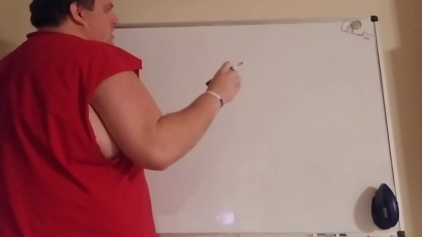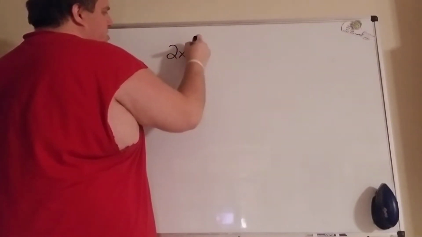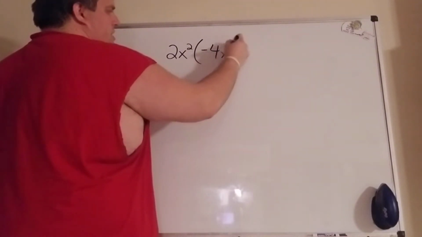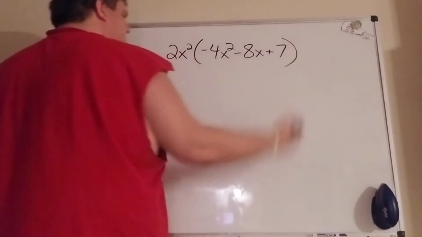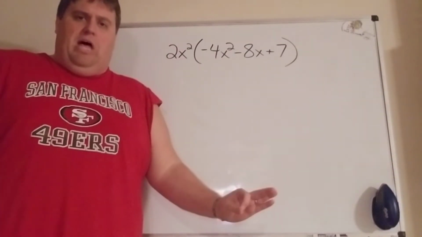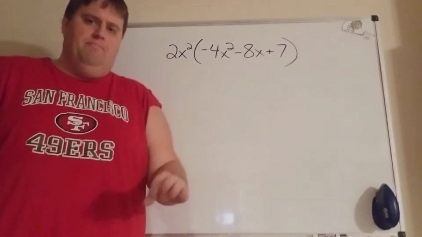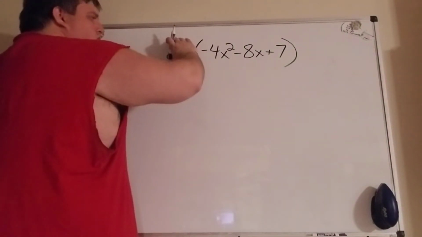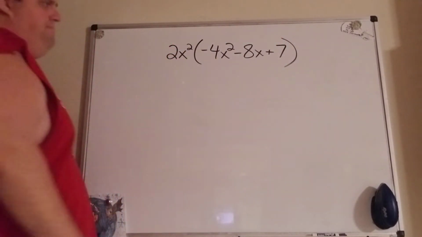Let's start with a monomial times a trinomial. So let's say we have 2x squared times negative 4x squared minus 8x plus 7. Now really, when you think about multiplying with polynomials, you always want to think of it as the distributive property. No matter how many terms are on this side, we're going to distribute those terms to everything in the second polynomial.